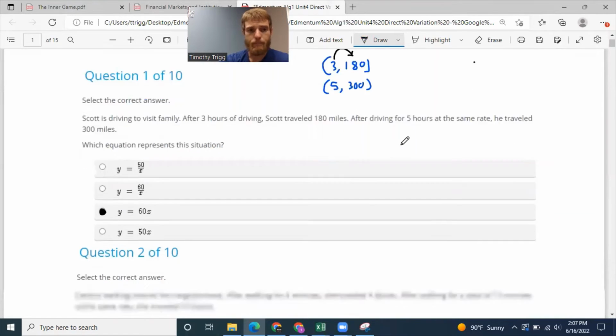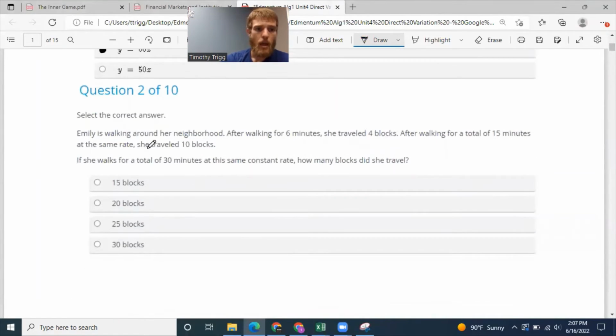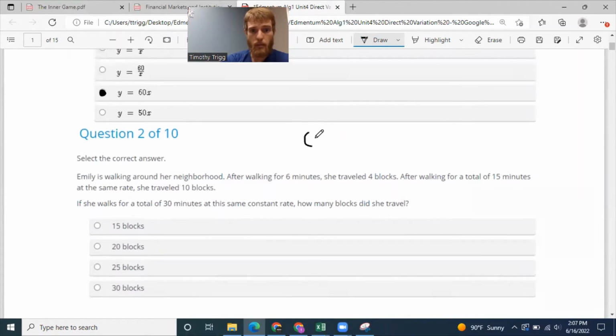Now, let's go ahead and move on to the next one. Emily is walking around her neighborhood. After walking 6 minutes, she has traveled 4 blocks. So this gives us one coordinate point, 6 minutes, 4 blocks. After walking a total of 15 minutes, at the same rate, she traveled 10 blocks. Okay, so once again, we're looking for the value of k. 6 times what gives me 4, or in other words, 15 times what gives me 10. Should give me the same answer either way.